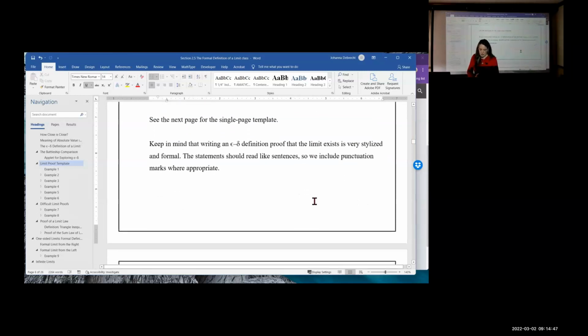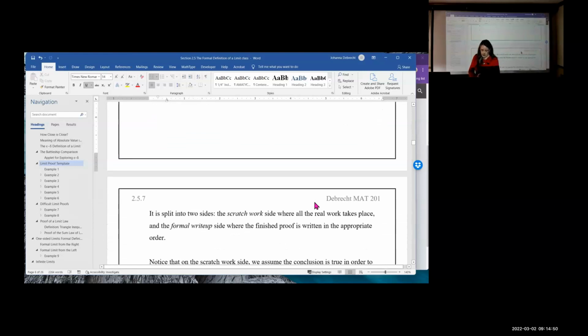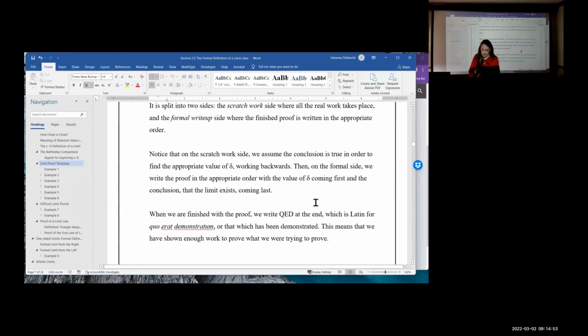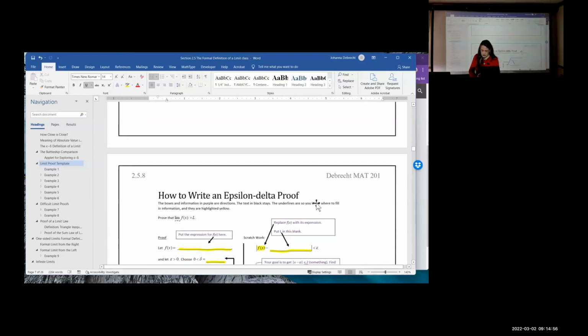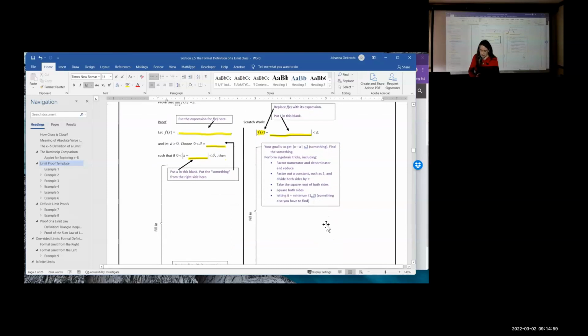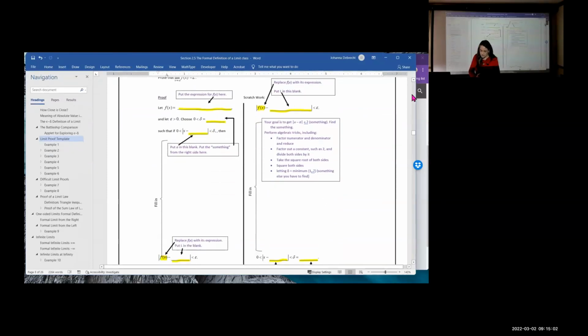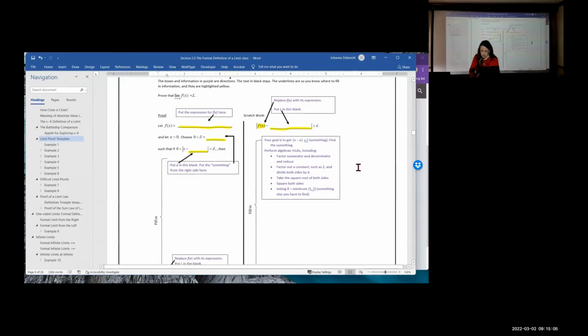All right. Now I've got the format for you already outlined, and it basically splits the work into two sides, the scratch work side and the non-scratch work side, the formal side. So it's kind of hard to get the whole thing on here. What we've got here is the word proof underlined, and then the directions: prove that the limit as x approaches a of f of x equals L. And then you can see I've got a template here with some highlighted blanks, and you're going to be filling in the blanks and filling in this blank space here.